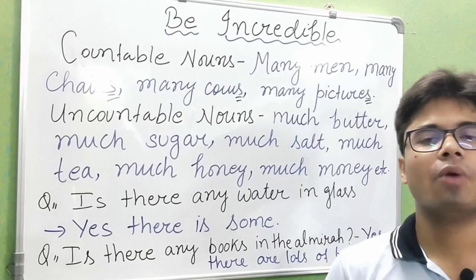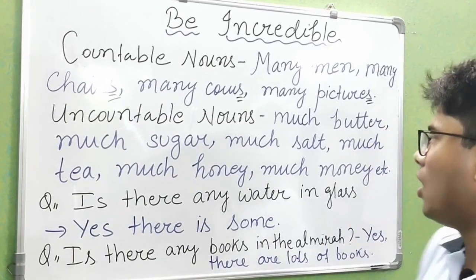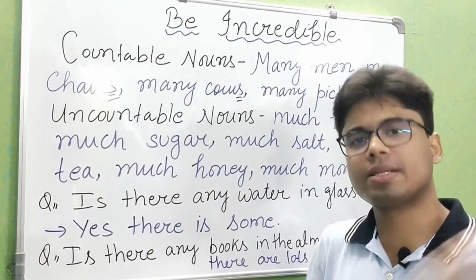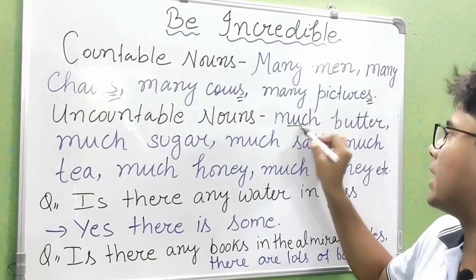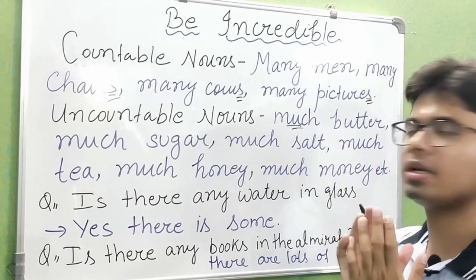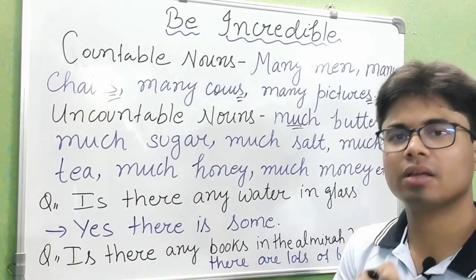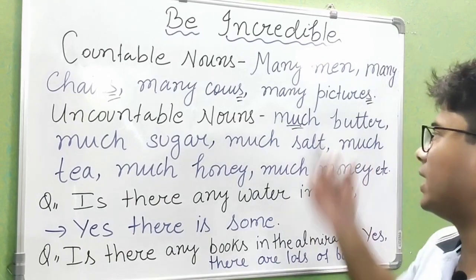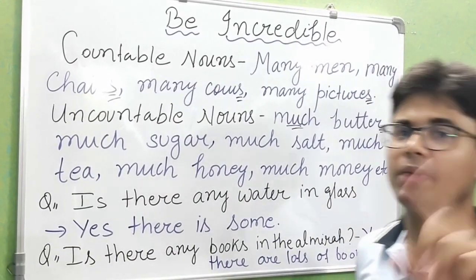Much butter. Why? Because butter is something that can be put on a weight machine, and if you weigh it, it will show its weight. Fine. Then at that point of time we will use much. Okay, much, M-U-C-H. That means it is showing, it is telling the quantity. If any quantity thing is there, then there we have to use much. Much butter we are using, not butters.